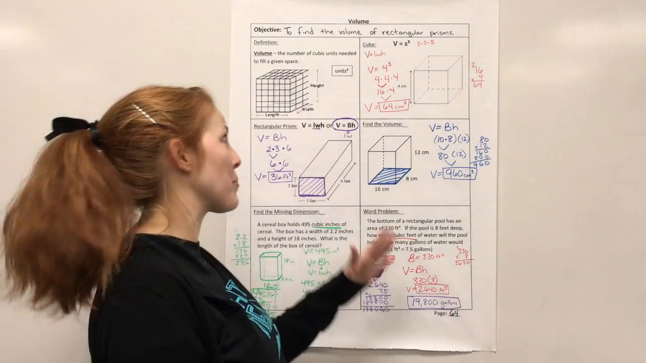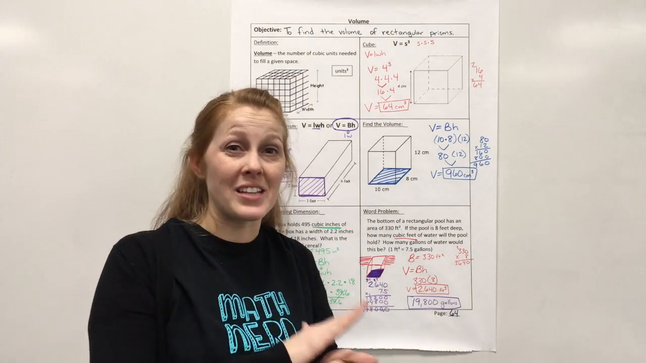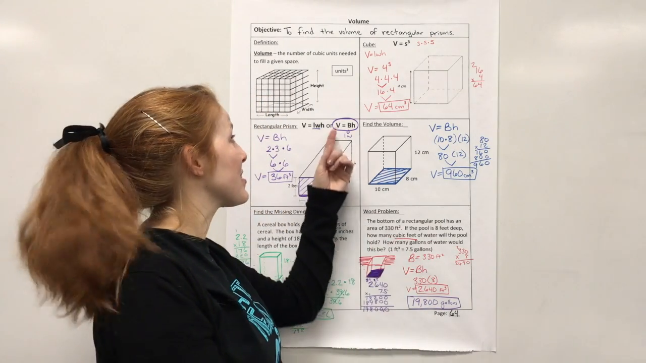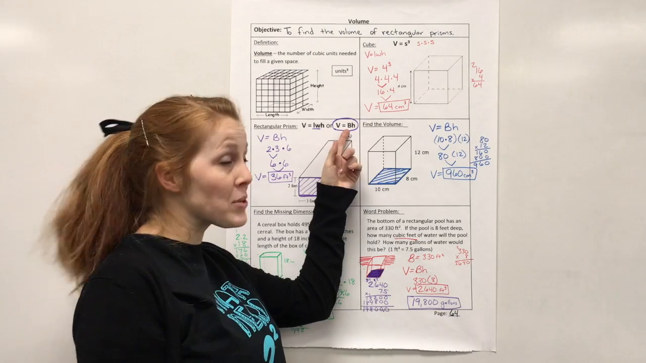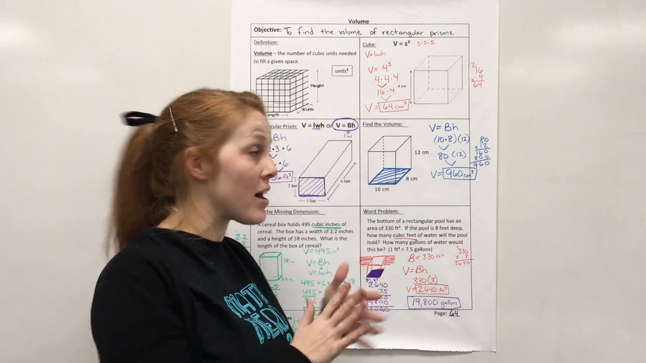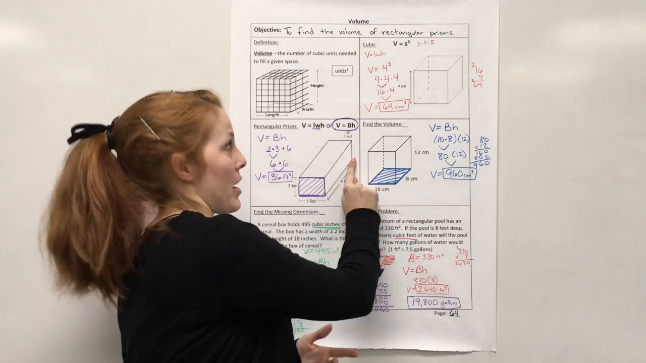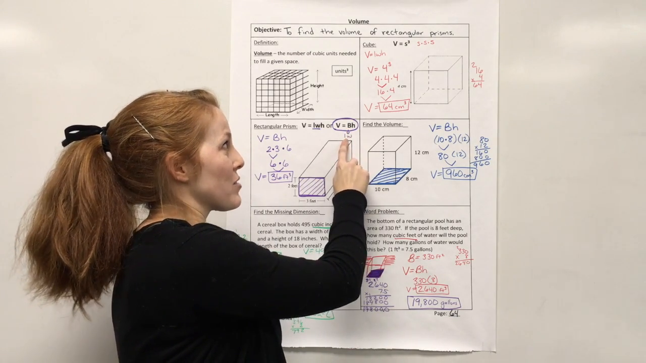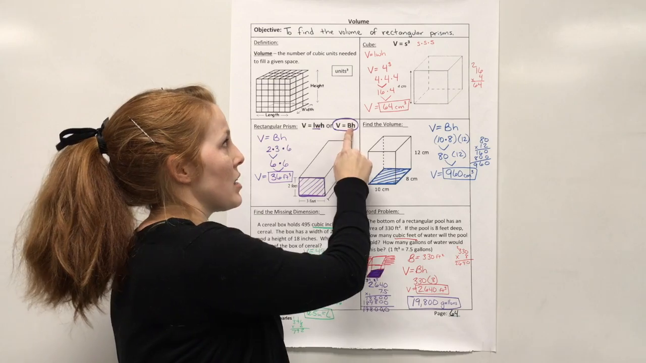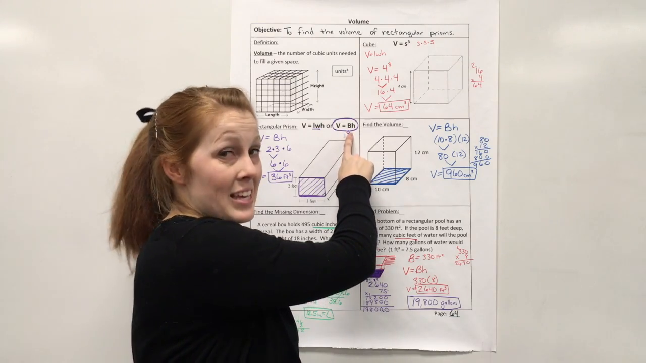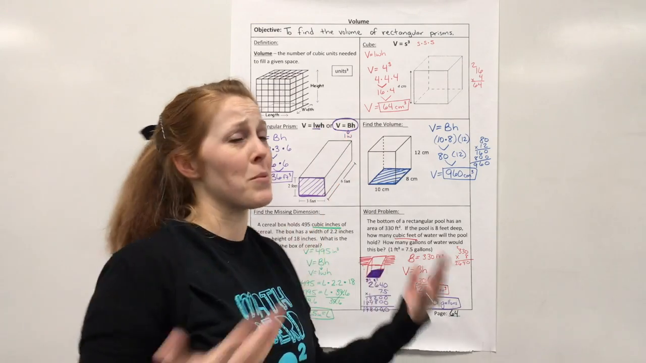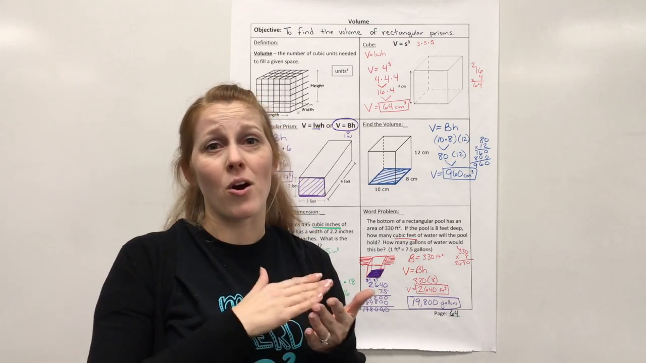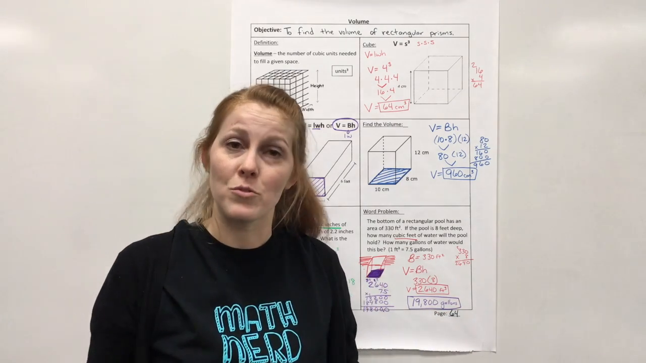Okay guys, so just remember, overall we can do length times width times height, but you're going to see on your formula chart capital BH, which means area of the base times height, okay? Area of the base is found by doing length times width, so they mean the same thing, but you need to be familiar with seeing it in this format, okay? So just remember, make sure you multiply all three dimensions and that will give you volume.